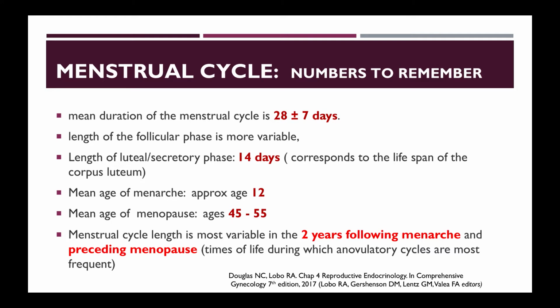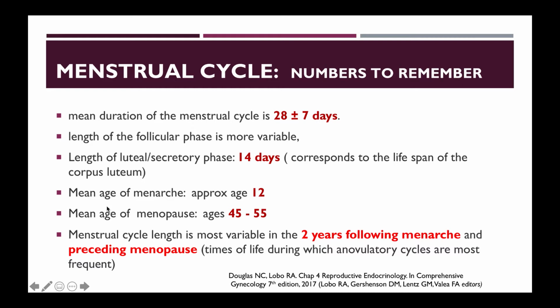Okay, some numbers to remember. The mean duration of the menstrual cycle is 28 plus or minus 7 days, and the length of the follicular phase is more variable compared to the luteal phase, and the length of the luteal or secretory phase is just 14 days. Why 14 days? Because this corresponds to the lifespan of the corpus luteum, meaning the corpus luteum lives for 14 days, and that's why the length of the luteal phase or the secretory phase is fixed to 14 days.